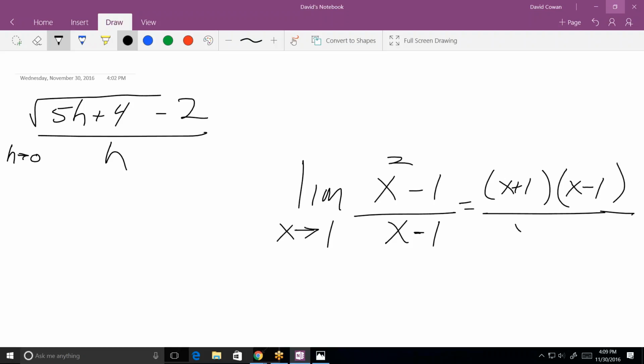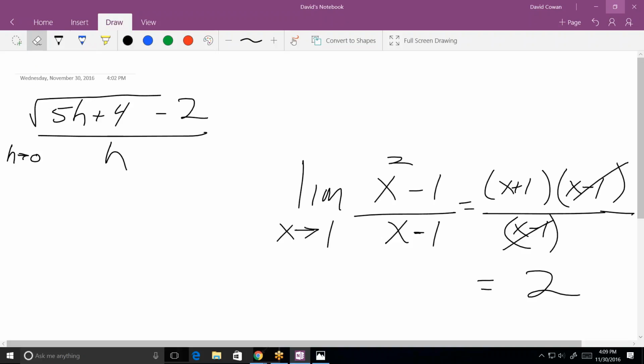And now notice that the x minus 1s can be canceled. Now substitute. What do you get? That would be 1 plus 1, and that's 2. So this is the typical way that you would solve limit problems when you end up with 0 over 0. You would start by factoring, okay? And that's always the first method you should look for if you can do it.